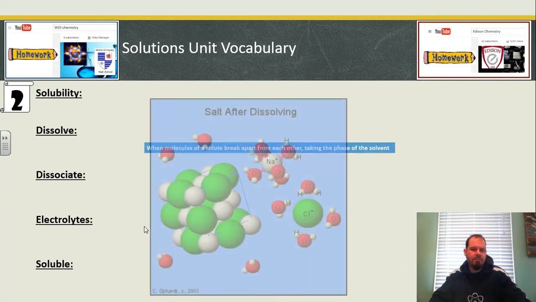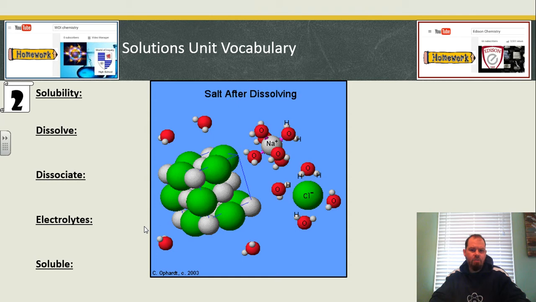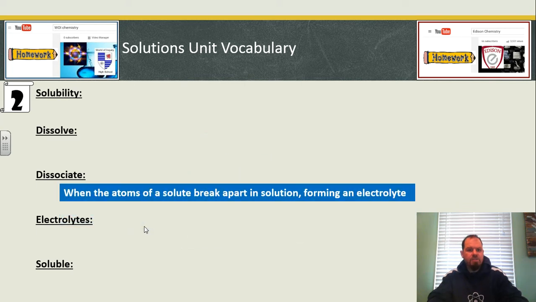Dissociate is a different thing. Dissociate, and here's a good picture where the Cls and the Nas break apart, and in the water, you see how they're surrounded by waters. That is the dissolved part. But the Na and the Cl now break apart from each other. So the NaCl is no longer a molecule of salt NaCl. It broke apart into its constituent ions. So when the atoms of the solute break apart into solution, forming an electrolyte, new word.